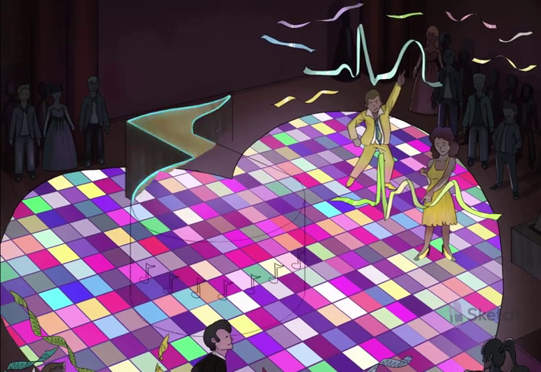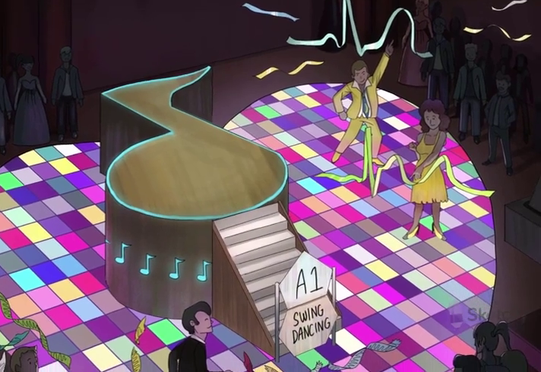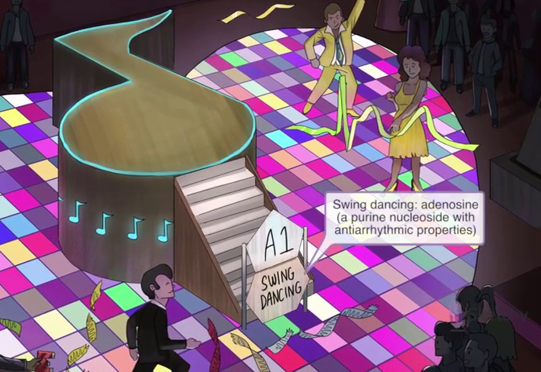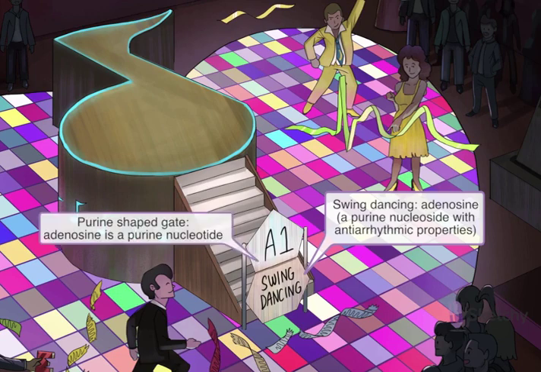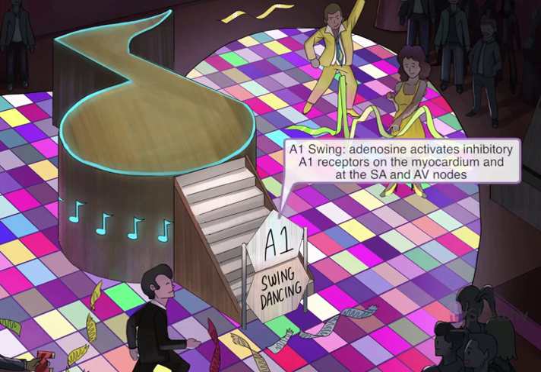Alright, let's head to the center of the dance floor where I'll introduce the last antiarrhythmic of the night, adenosine. Now, this elevated stage is for experts only, sultans of swing, if you will, and you really should. Let the name swing dancing remind you of the drug adenosine. Also, notice that the shape of the gate leading up to the dance floor has that classic nucleoside shape. Well, adenosine is a nucleoside that occurs naturally throughout the body. Its cardiac action occurs when it interacts with A1 receptors on the surface of cardiac cells.